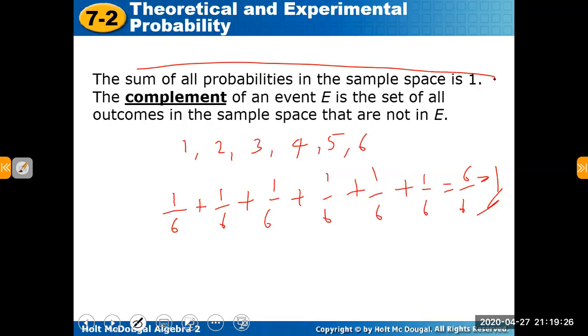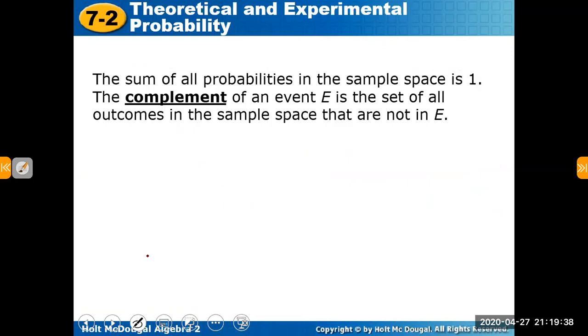This is for the case that I will get any of these numbers on the number cube. If I add them up, the sum is 1. We can have a similar case for any other event. The complement of an event E is the set of all outcomes in the sample space that are not E. What does this mean? Let's take an example.